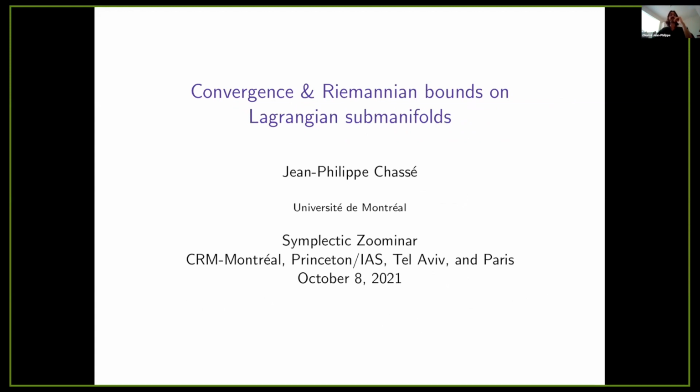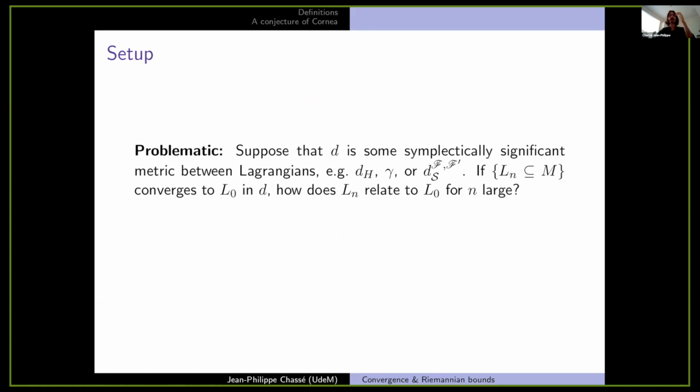So today, what I want to talk about is, in some sense, a simple problematic. The setup is as follows. Suppose that you have some metric D. D is a metric on spaces of Lagrangians. You should imagine the Lagrangian Hofer metric on some Lagrangian orbit, or the spectral norm on some set of Lagrangians, or one of these new shadow metrics introduced by Biran, Cornea, and Shelukhin.